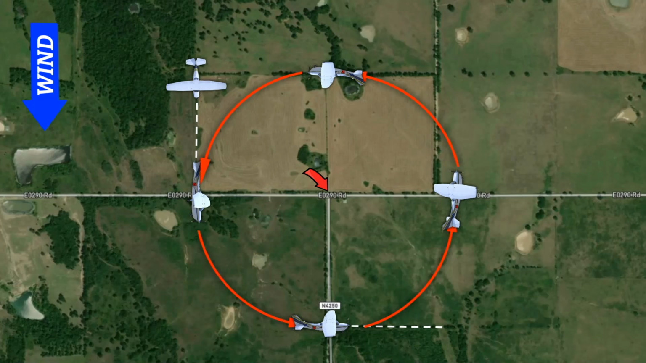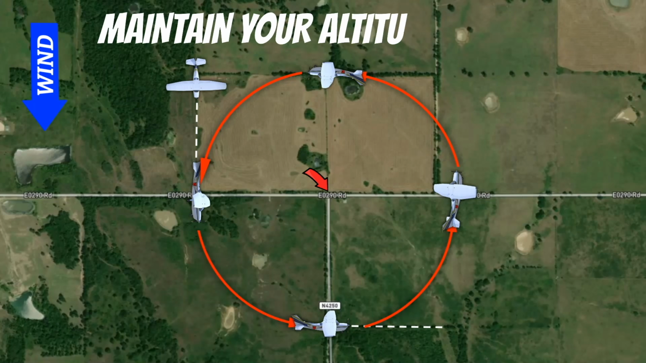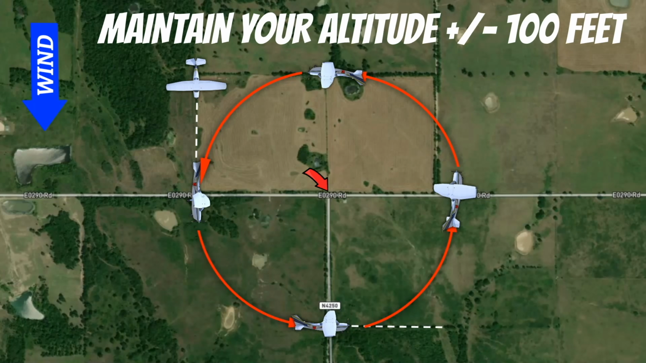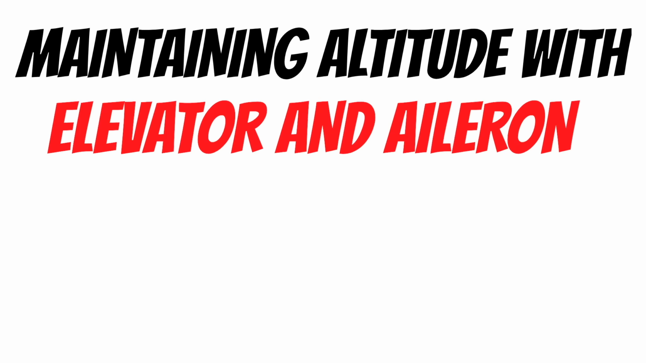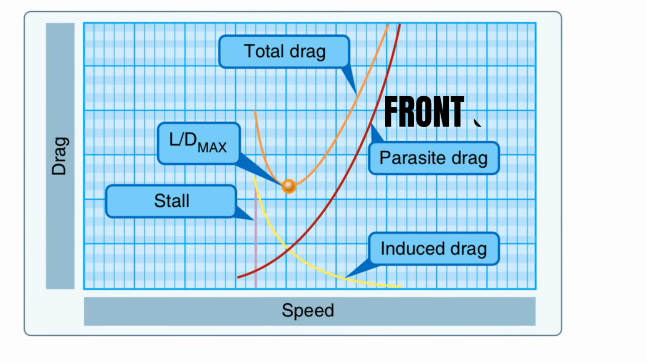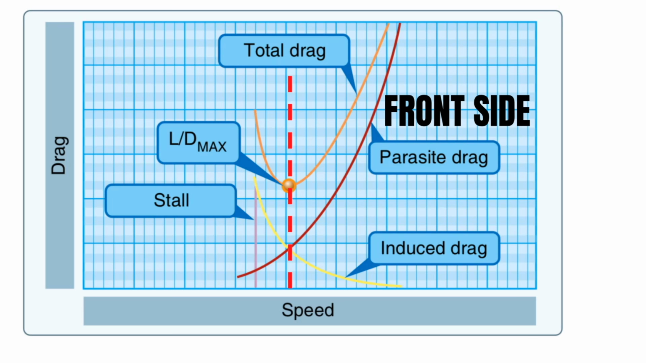Once again, I like to make at least 2 turns so I can try and feel what the wind is doing. Remember, we need to maintain the altitude that we chose at the beginning of the maneuver. And we chose 1,400 feet MSL because that's between 600 and 1,000 feet AGL. And we're mostly going to be doing that with our elevator and our ailerons. And that's because we're on the front side of the drag curve. And that also means that we're going to be controlling our airspeed with power.